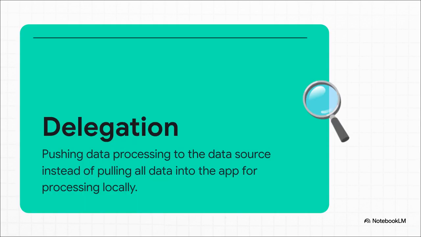Okay, listen up, because this one's a big deal. Delegation. This is how an interviewer can tell if you've really worked on large-scale apps. The idea is simple, but so critical. Instead of pulling, say, 5,000 items from a SharePoint list into your app just to find 5 of them, delegation lets you push that processing work to SharePoint. The data source does the heavy lifting and sends back only the 5 items you actually need. It's the secret sauce for making apps that are blazing fast, even with massive amounts of data.